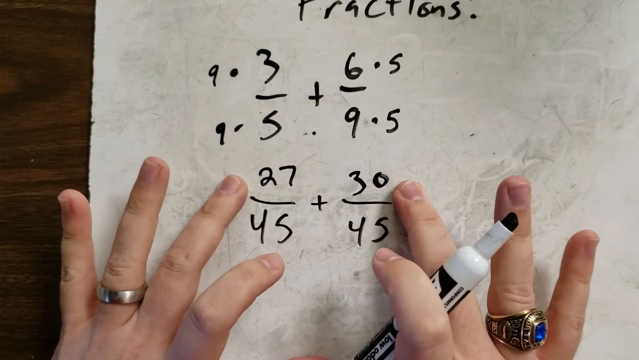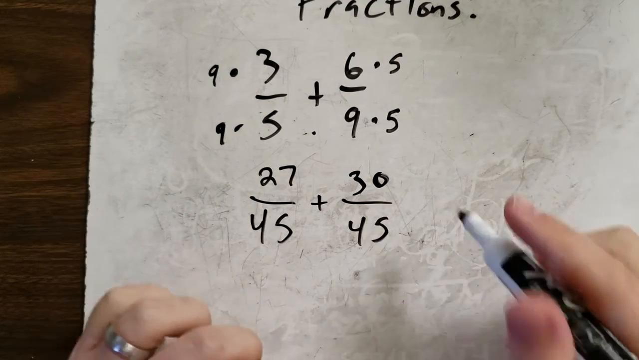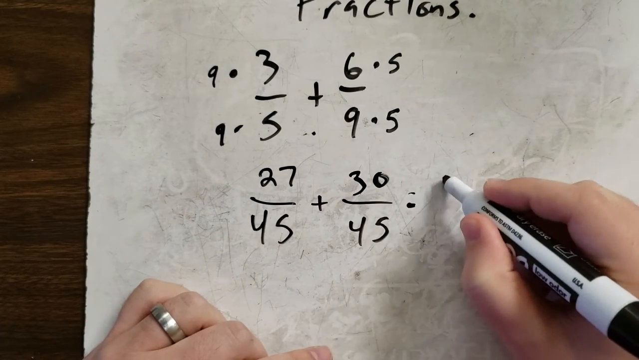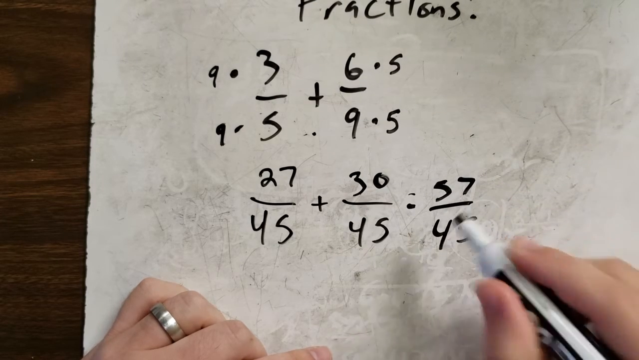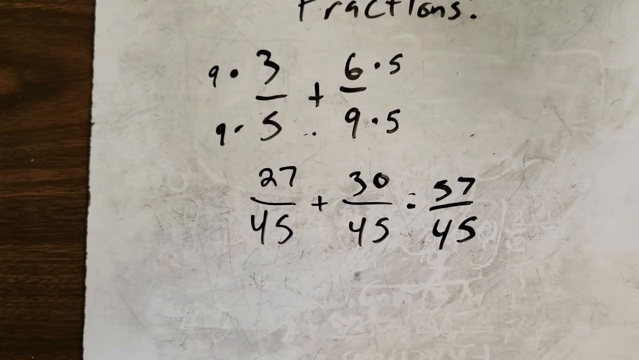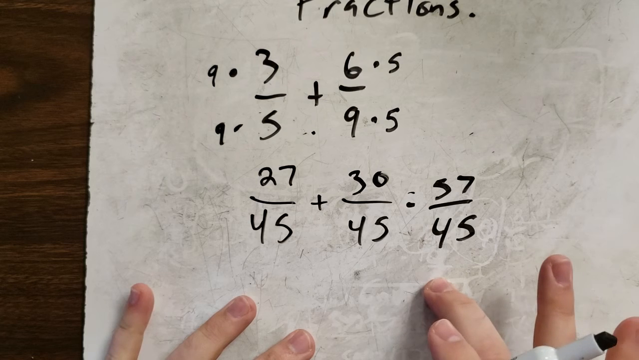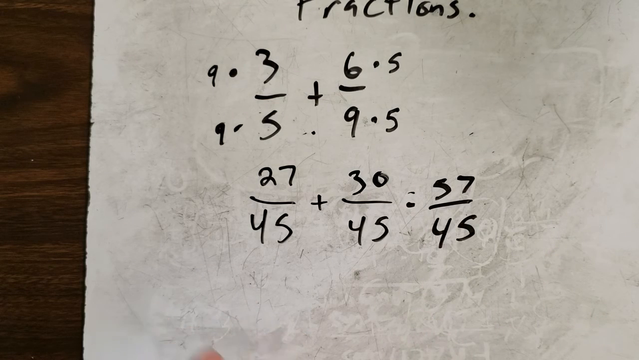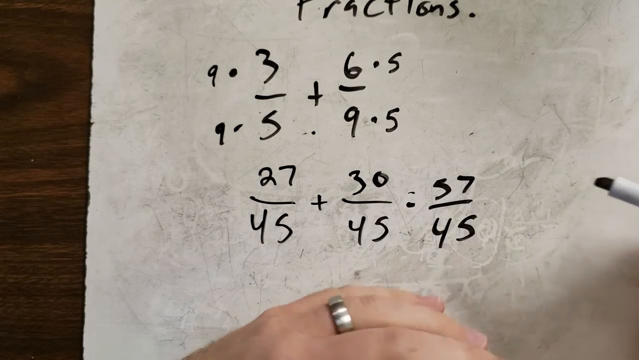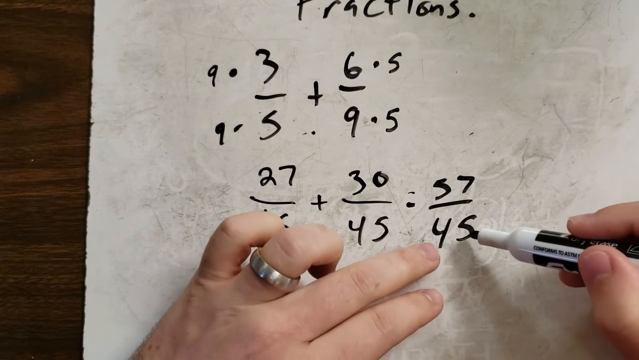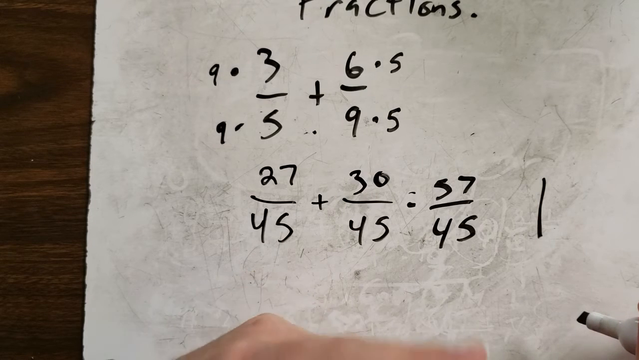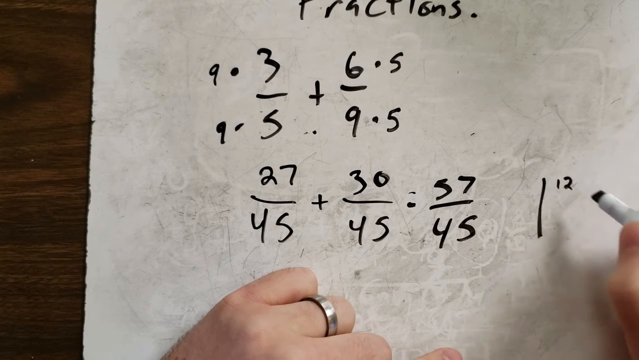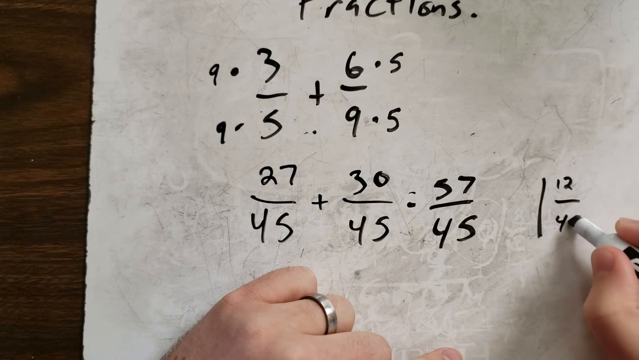I can add the top numbers, 27 plus 30. And when I do that, I get 57. The bottom stays the same at 45. Now, can I reduce 57 over 45? No. So I can leave it like this as an improper fraction, or if you're feeling adventurous, you can turn it into a mixed number. How do we turn things into mixed numbers again? How many times does 45 go into 57? Once. That's our whole number. How much is left over? 12. Our denominator is 45.